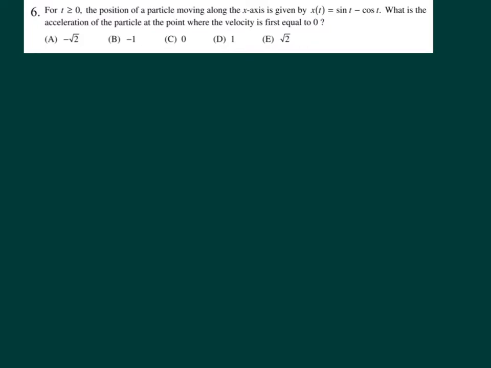Okay, number 6. For t greater than or equal to 0, the position of a particle along the x-axis is given by x of t equals sine t minus cos t. What is the acceleration of the particle at the point where the velocity is first equal to 0? Okay, so what we are given to start here is the position function, and we're told the velocity has to equal 0. All right, so it sounds like I need to take my position function, which is x of t equals sine t minus cos t, and find its derivative to get to the velocity function.